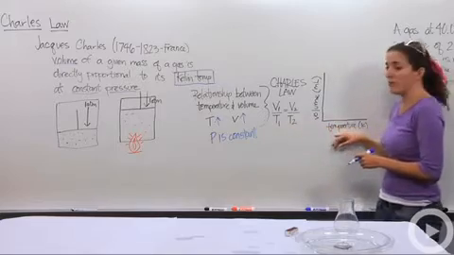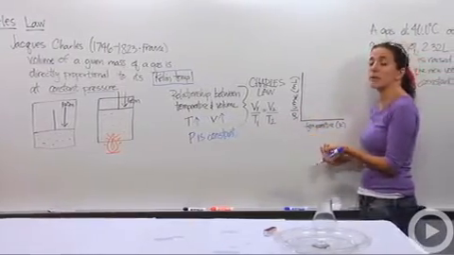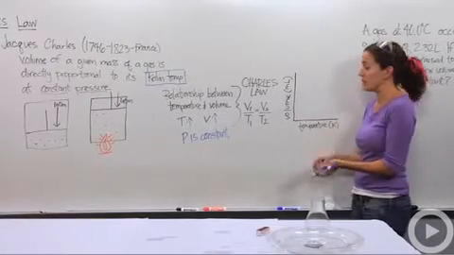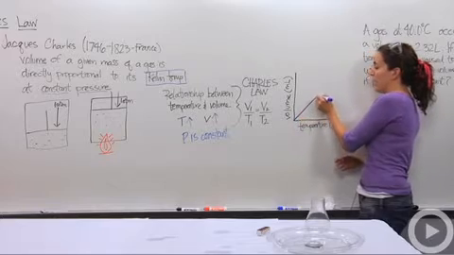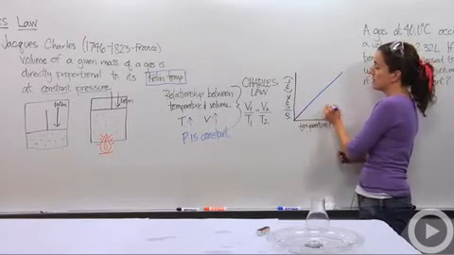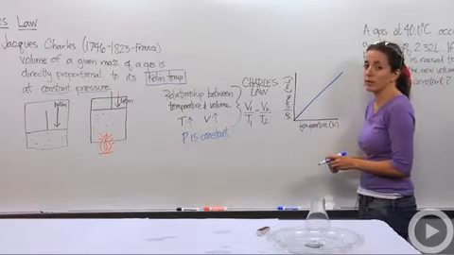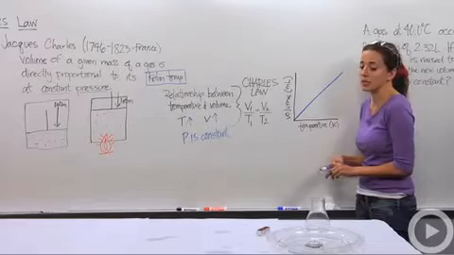If we were to make a graph of Charles' Law, at 0 Kelvin we're going to have 0 volume, because at 0 Kelvin nothing moves, and the volume of a gas is going to be 0. It increases as the temperature increases, so you're going to have a linear relationship that looks like this. As temperature increases, so does the volume of the gas. Also, as temperature decreases, the volume of the gas decreases.